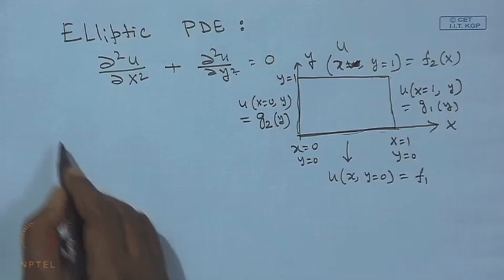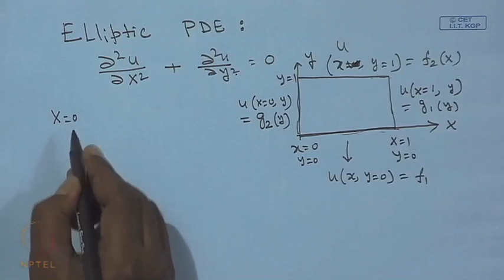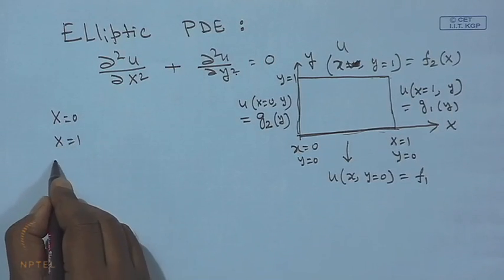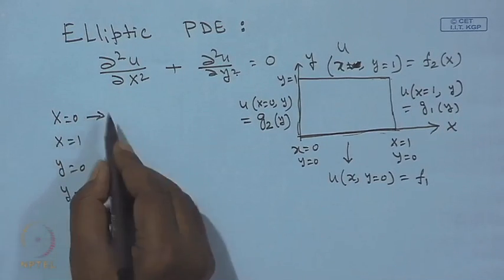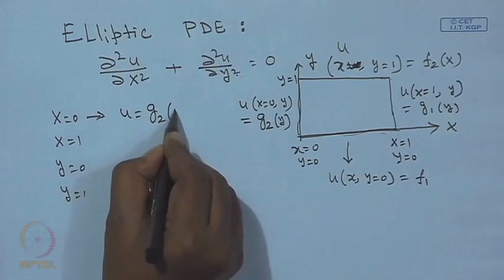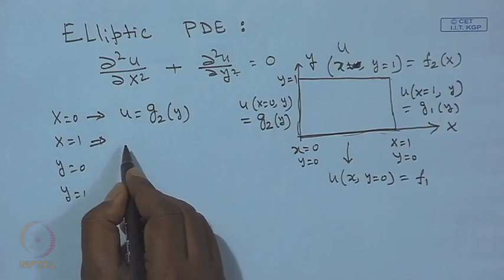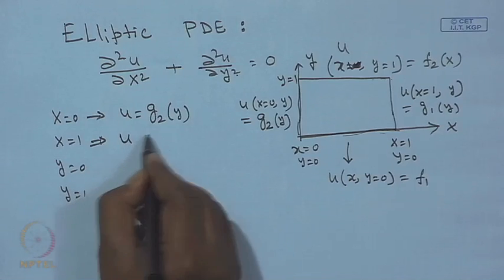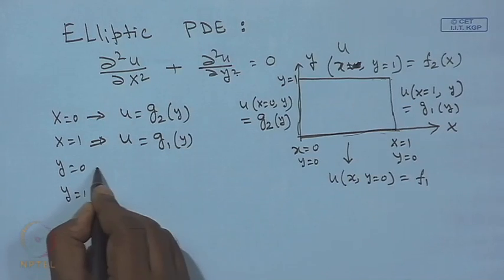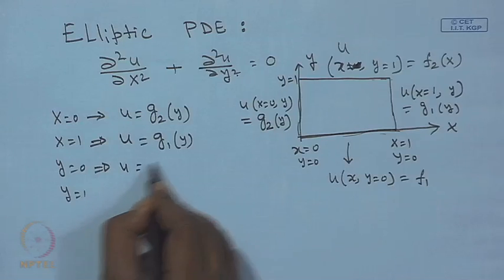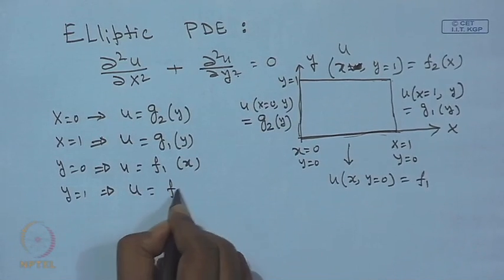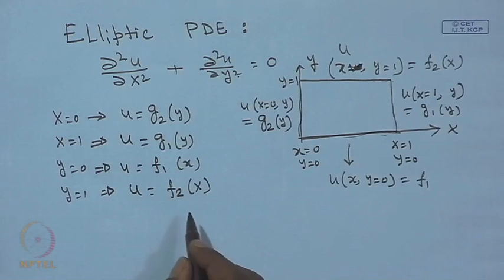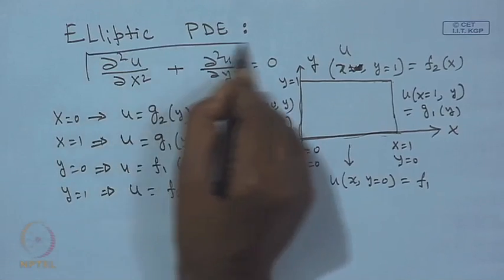So, that means there are four boundaries, located at x equal to 0, x equal to 1, y equal to 0 and y equal to 1. At x equal to 0, you have u equal to g2 y, at x equal to 1, you have u equal to g1 y, at y equal to 0, your boundary condition is f1 x, and at y equal to 1, your boundary condition is f2 x.